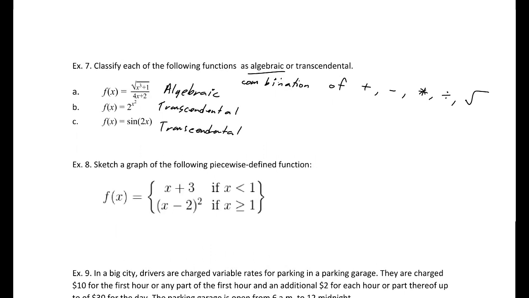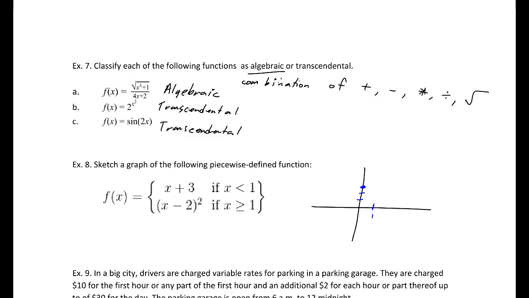Sketch a graph of the following piecewise defined function. All right, the way this is going to play out is at x equals 1, we have a differing of functions. So to the left, less than 1, the function is going to look like x plus 3. I can graph this just like I would any other linear function, x plus 3 with a slope of 1.